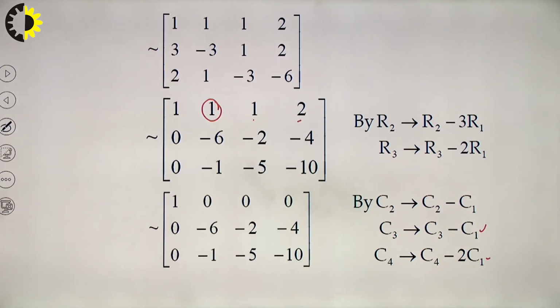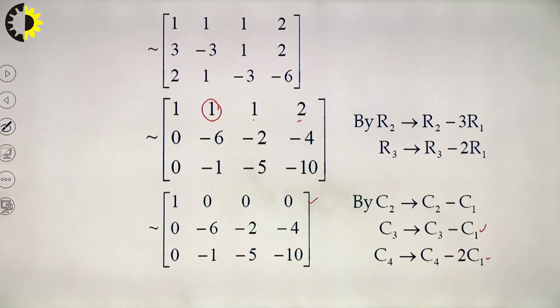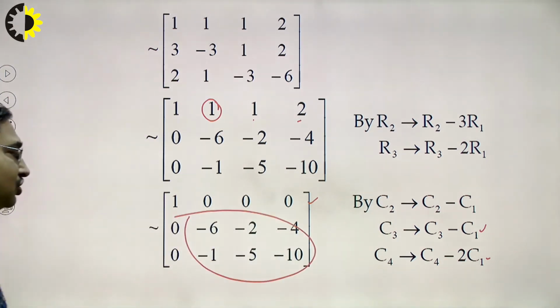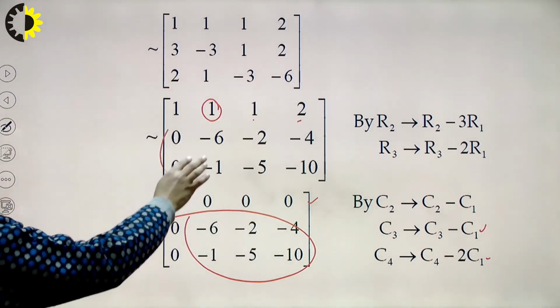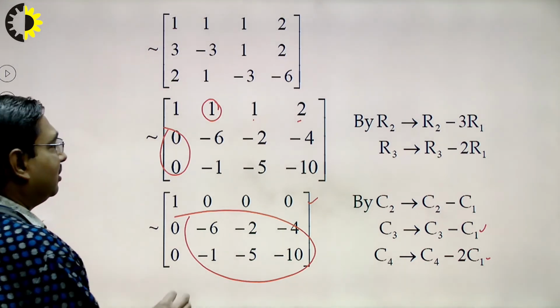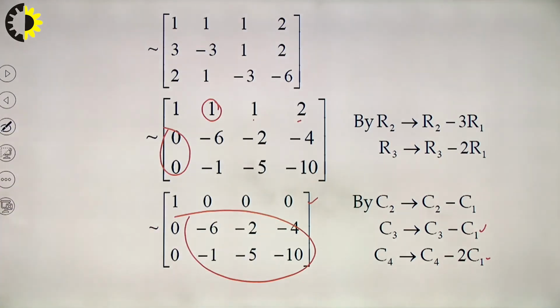Applying these transformations, I obtain 1 0 0 0 in the first row, and the remaining elements are unchanged because these are all zeros. So, any transformation will not contribute to this element if we are applying it in columns.